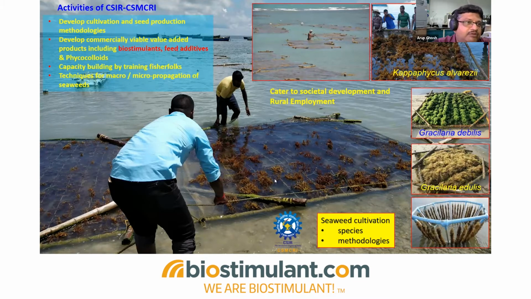In seaweeds, what we do is we develop cultivation and seed production methodologies, develop commercially viable value added products including biostimulants, animal feed additives, and the phycocolloids like carrageenan, alginates, agar, agarose, and so on. By doing this, we also help capacity building of the village fisher folks who are mainly engaged in seaweed farming, wherein we have also developed techniques for macro and micro propagation of the seaweeds.